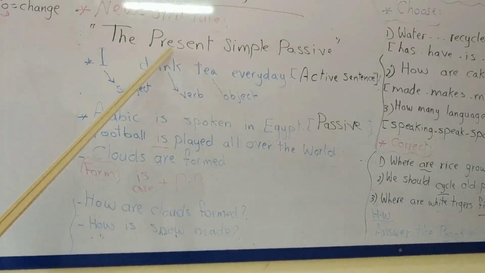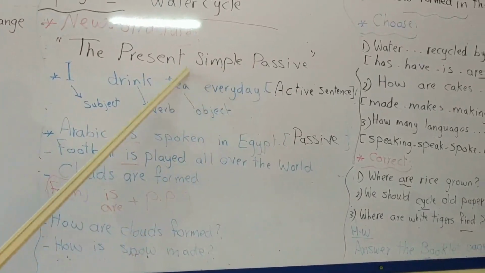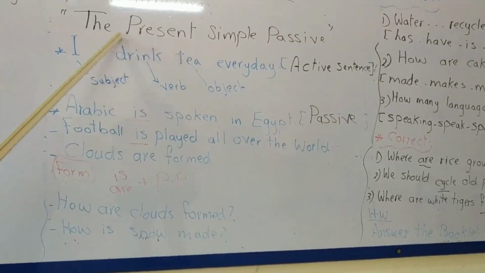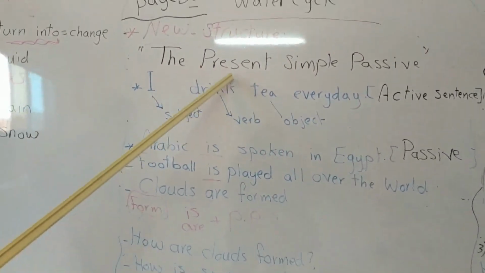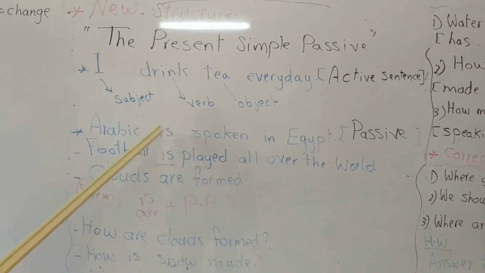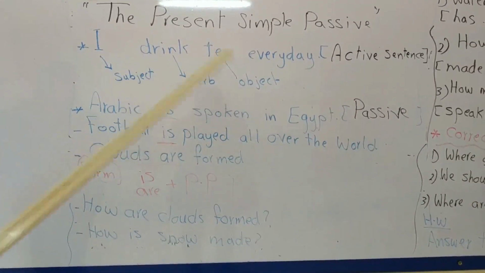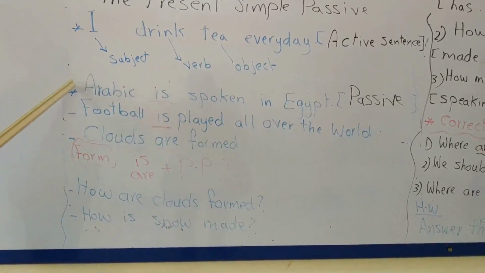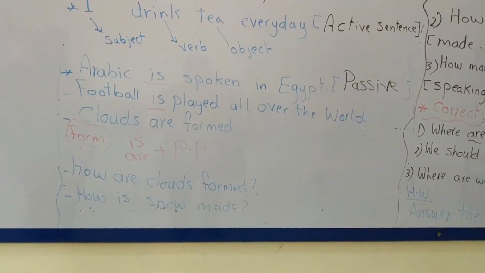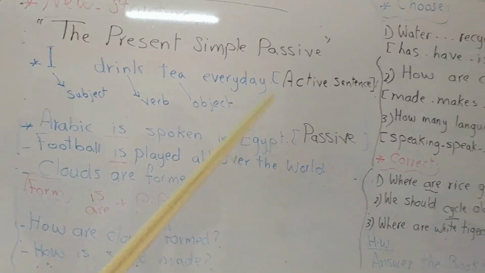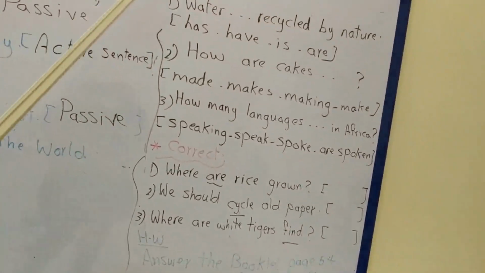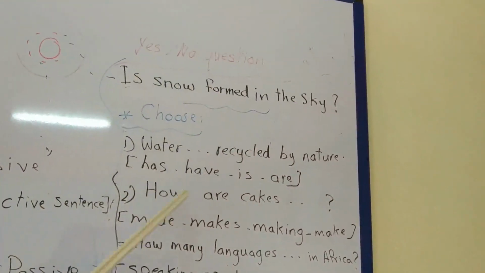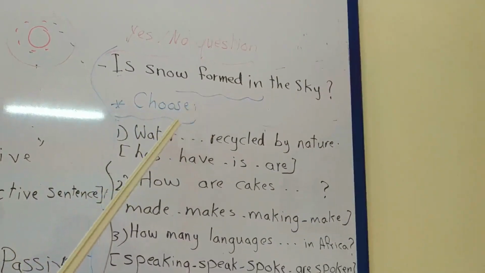The present simple passive. All of us know the present simple. We put is or are, according to the subject. We look at the verb in the past participle. Do you get it? There is another example. Is snow formed in the sky? Yes, no question. Let's answer to understand.